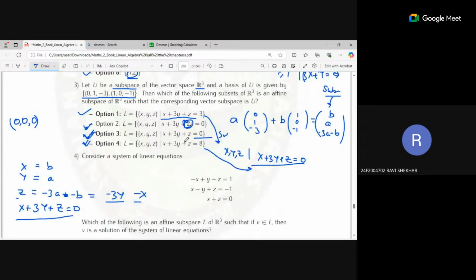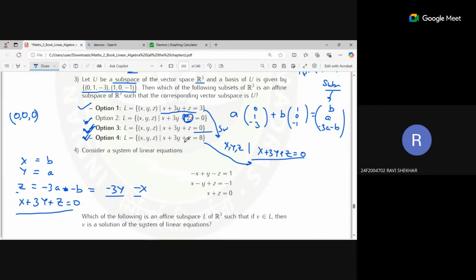Sir, what would be the translatory vector in this case? First option and fourth option. In the first option I am telling, after that you can continue with the other options. Yes, so you can put x plus 3y plus z is equal to 3, not 0. You can find out any one variable value. Suppose I am finding the z value, so it will be 3 minus x minus 3y. So I can substitute this value as x comma y comma 3 minus x minus 3y. So the translatory vector from this you can get 0, 0, 3, right?